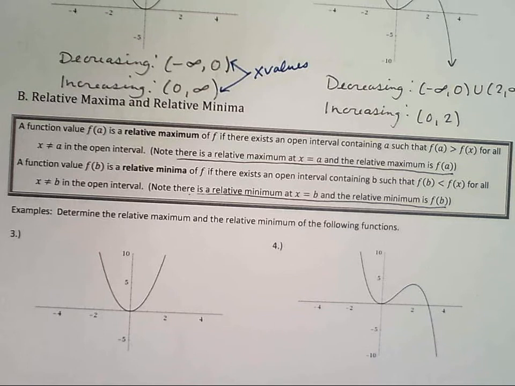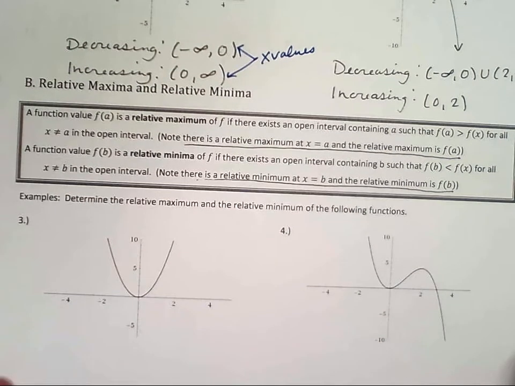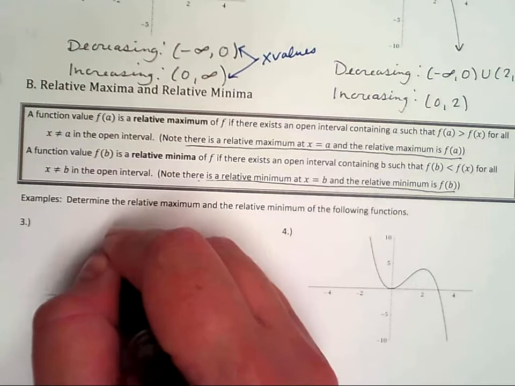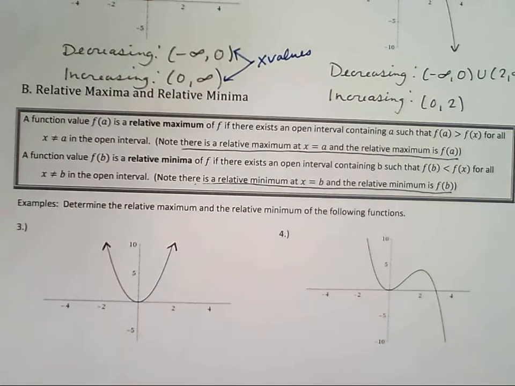So number 3 says determine the relative minimum and relative maximum for each of the following. What do you guys think for number 3? Do you have a minimum? Do you have a maximum? Lester. So Ben's saying a maximum would be infinity and the minimum would be 0.